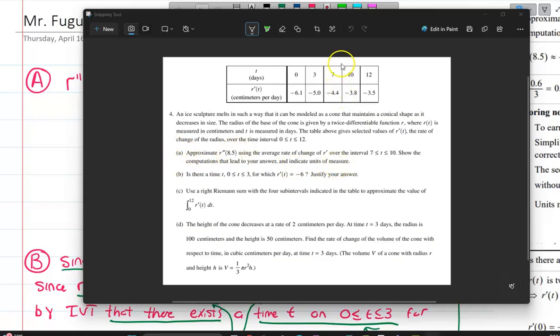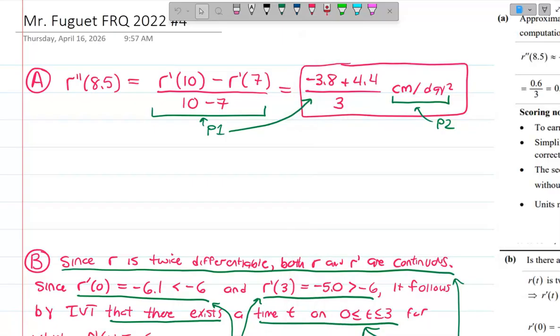Now, 8.5 is located between 7 and 10 here. So these are the values that I would want to use in this situation when we are trying to compute that average rate of change. So let me erase that and let's go ahead and look at my work. So the first thing is I note that that's going to be equal to this form right here.